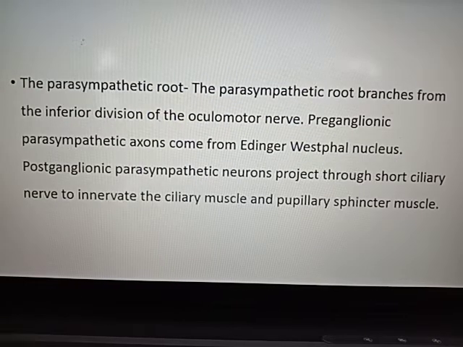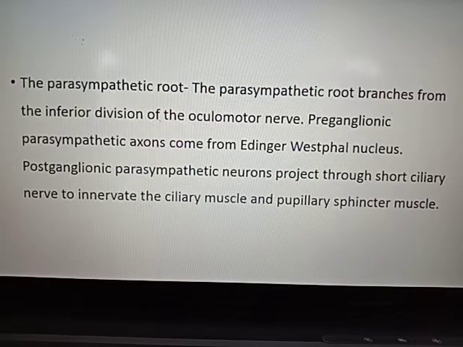Then come to the parasympathetic root, and this is the most important part of this ciliary ganglion. The parasympathetic root branches from the inferior division of the oculomotor nerve. You all know this oculomotor nerve has two divisions, the superior division and the inferior division.